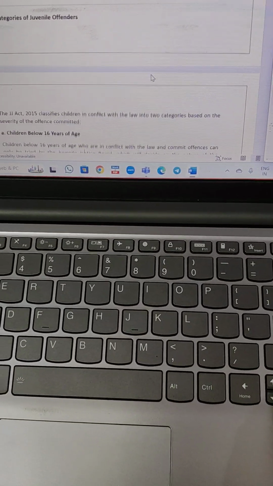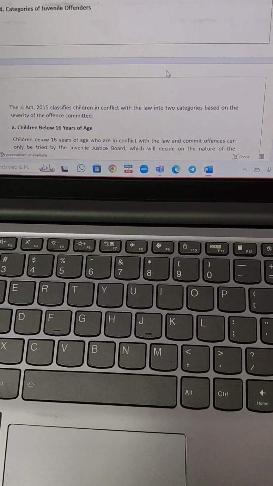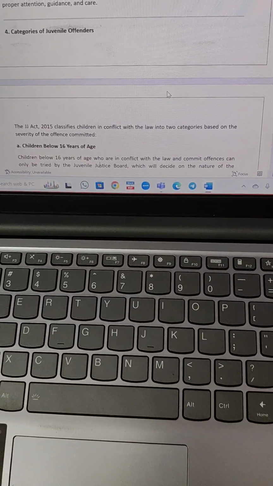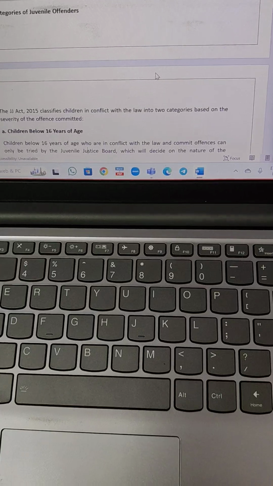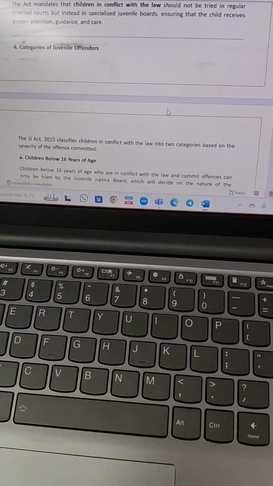So they must not be tried with other adult persons. Otherwise, if they stay with other adult persons, they will get the confidence to commit more serious crimes when they interact with them.